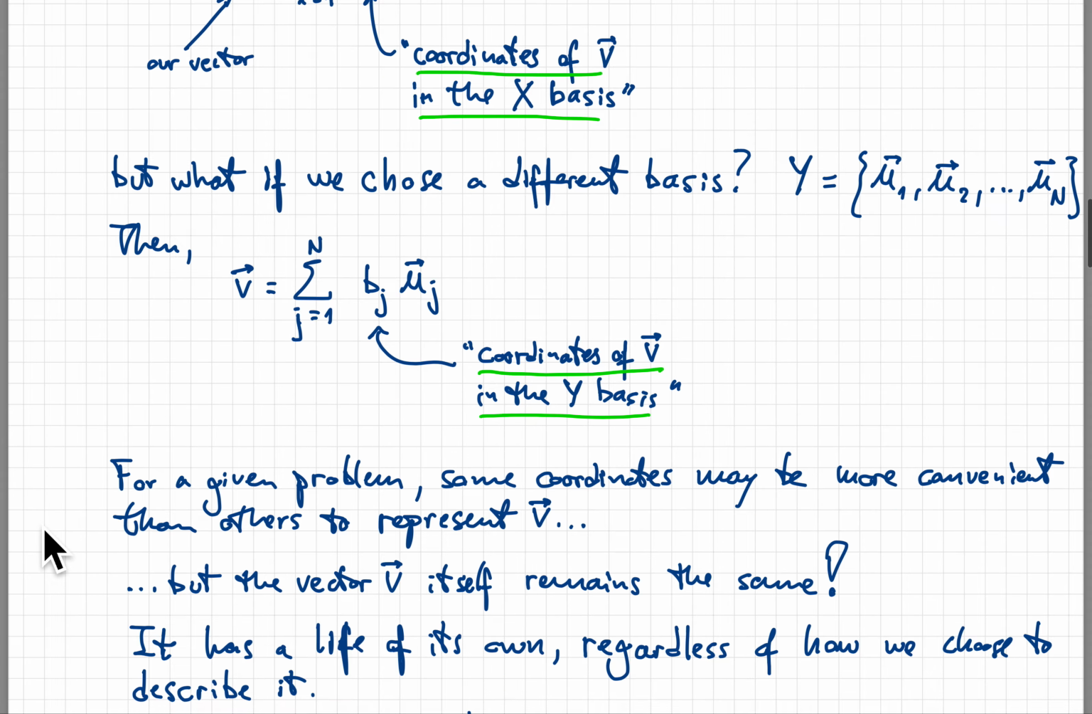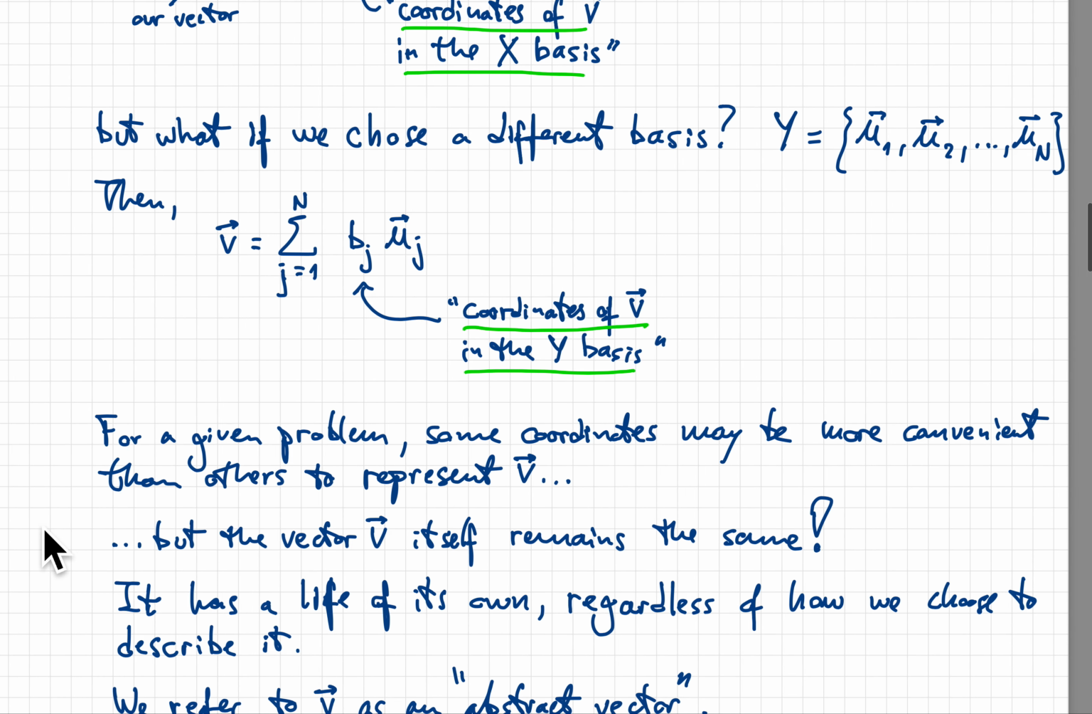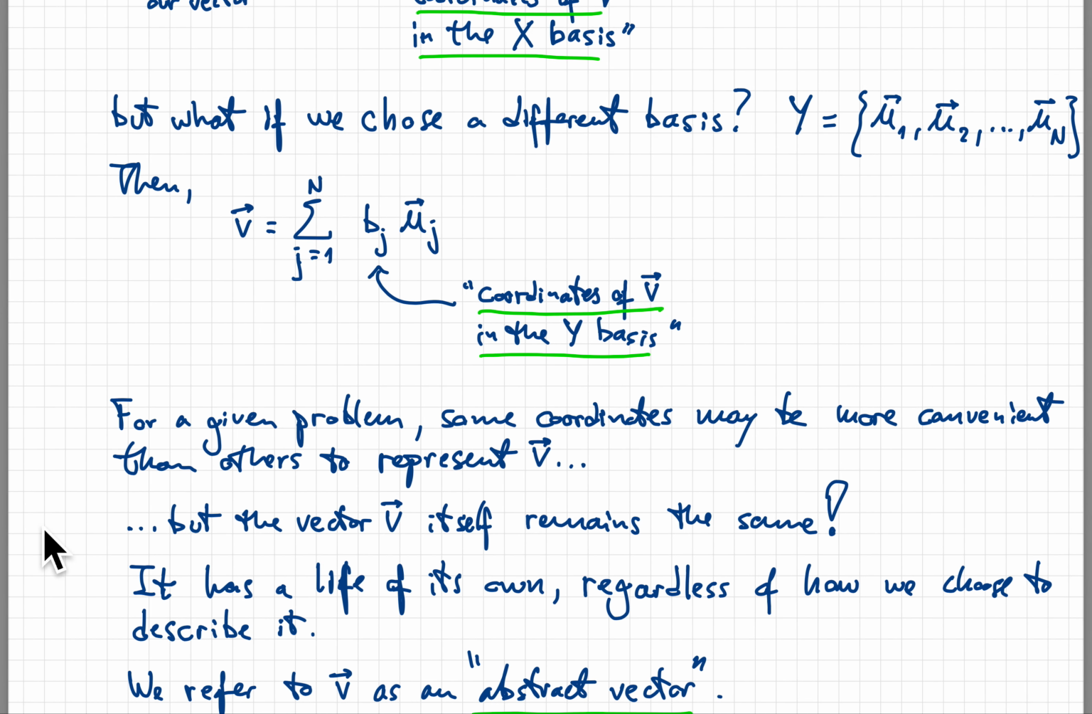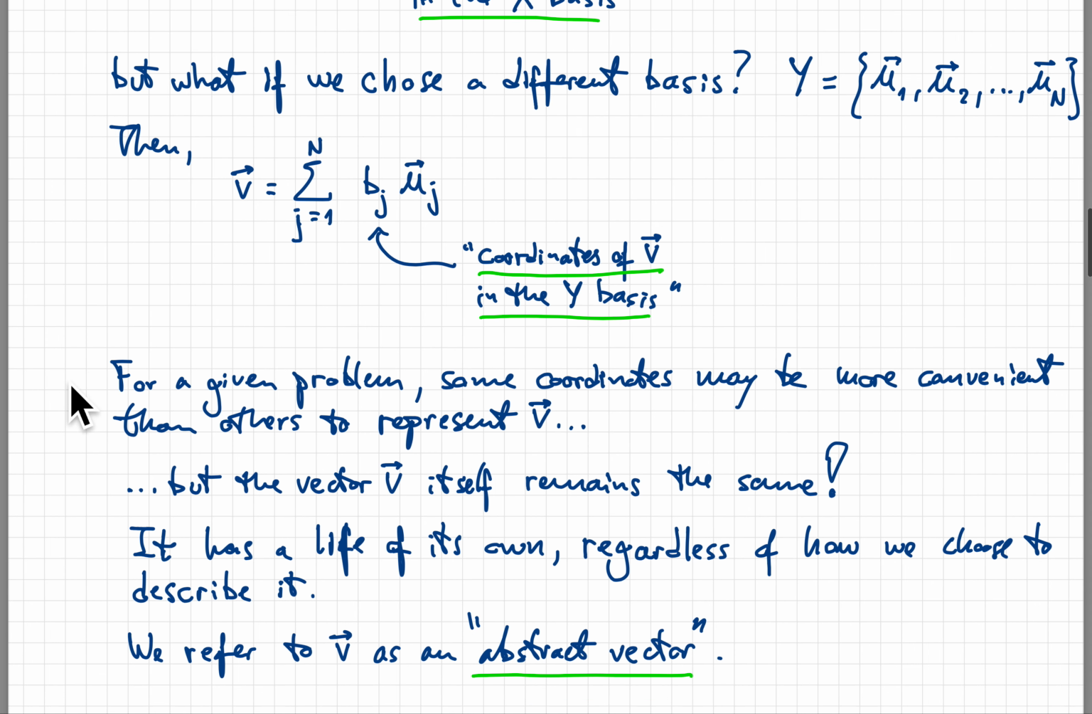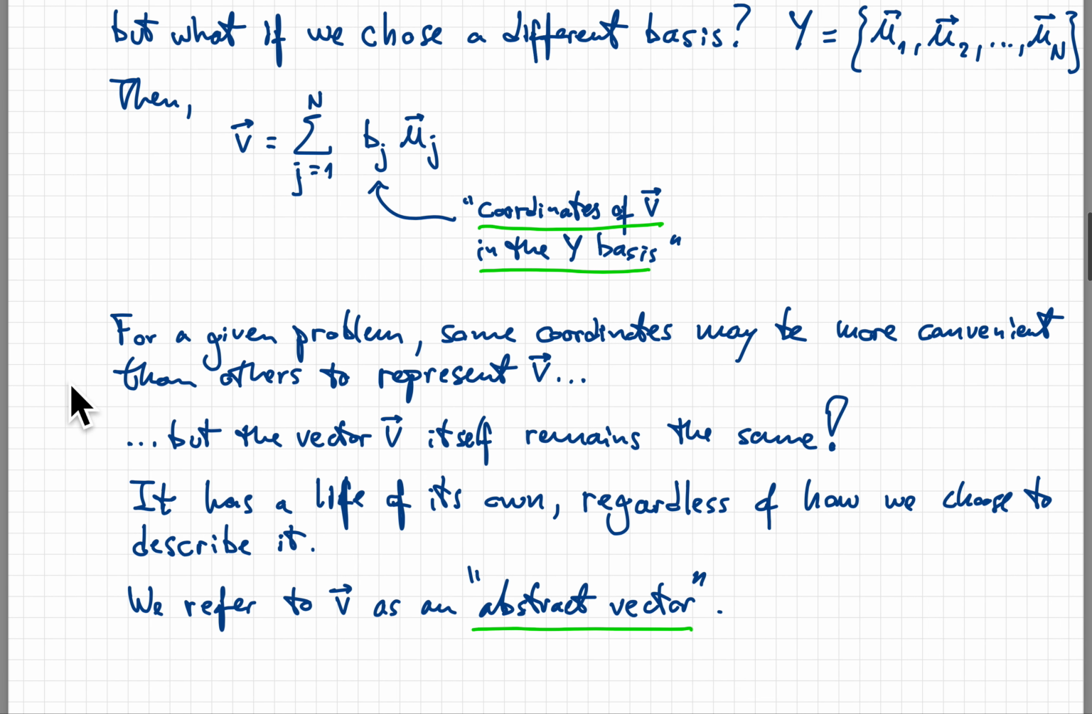So in that sense, the vector v has a life of its own, regardless of how we choose to describe it. So the vector v can be chosen to be described with the basis x or with the basis y, and by itself has a life of its own. And so we refer to v as the abstract vector.